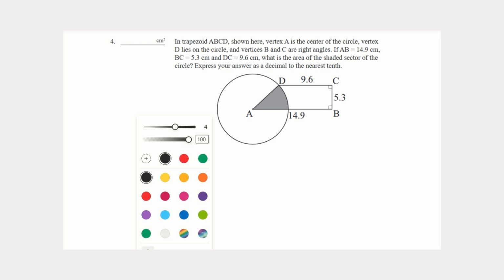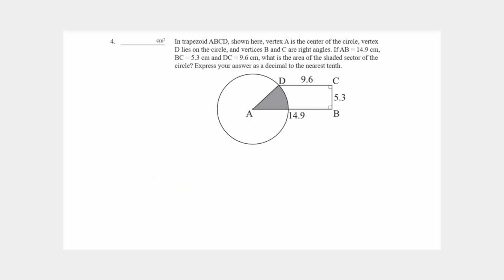Hello, everyone. Today we're going to be solving question number 4 from the 2023 chapter level MATHCOUNTS. And since it's a target round, we're going to be able to use a calculator.